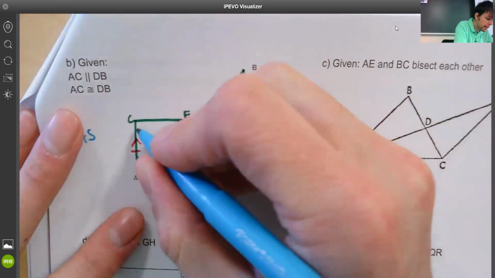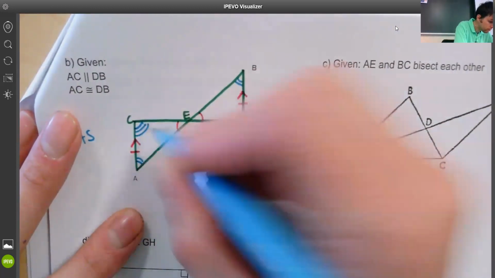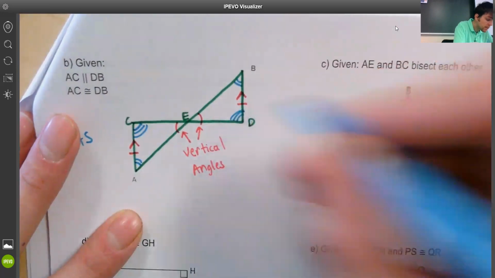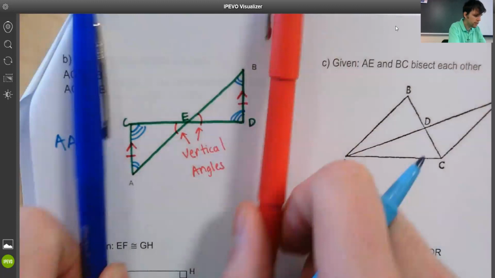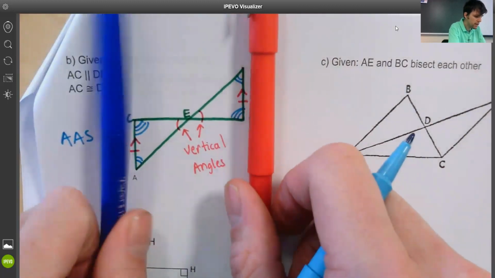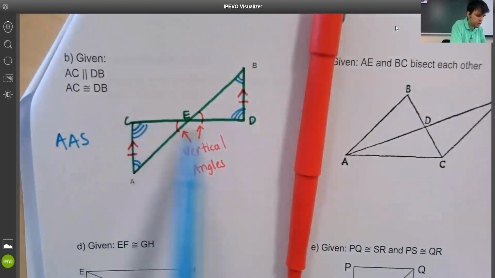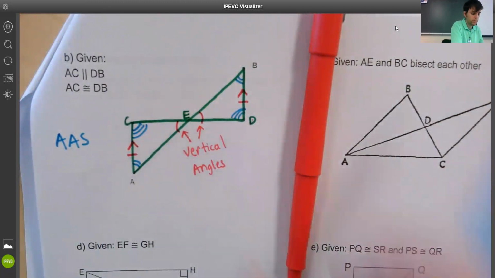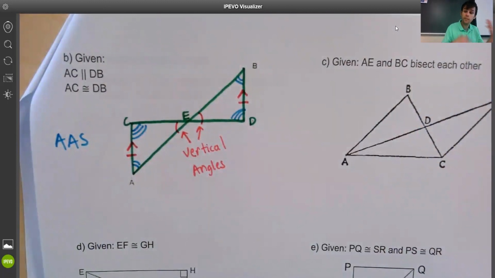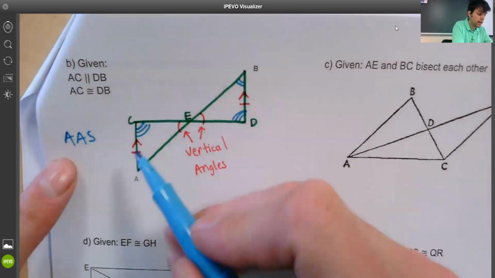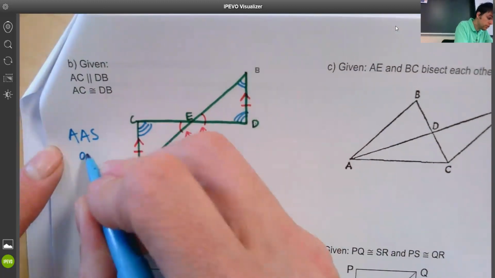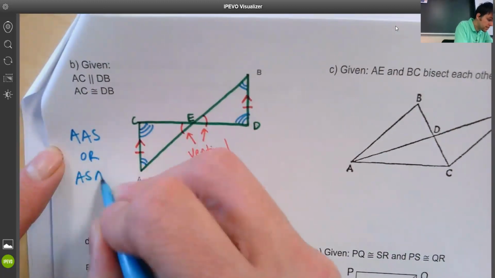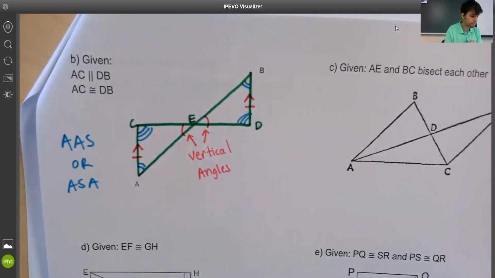We do also know that angle C and angle D, just like A and B, are alternate interior angles as well, because right here, parallel lines, and they are on different sides of this transversal CD. So they are also alternate interior. That gives us the additional ability to now also use angle side angle. So we can actually use either of these for this particular problem. Both of them will apply.